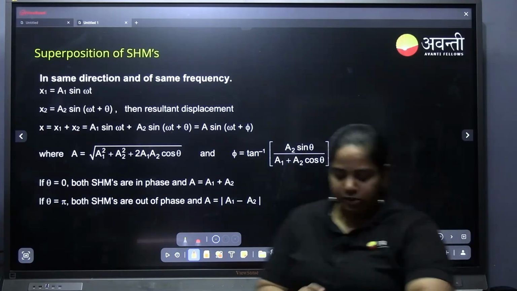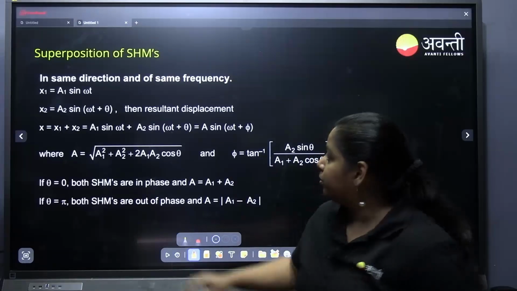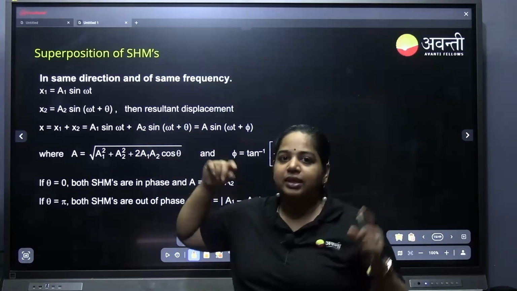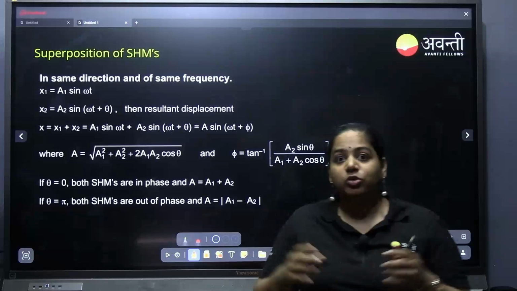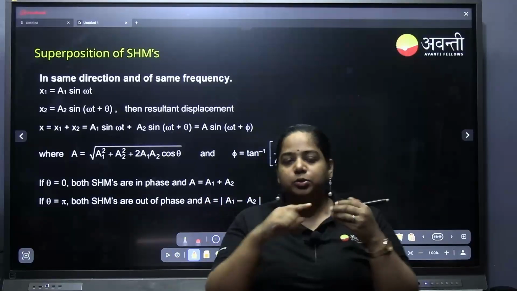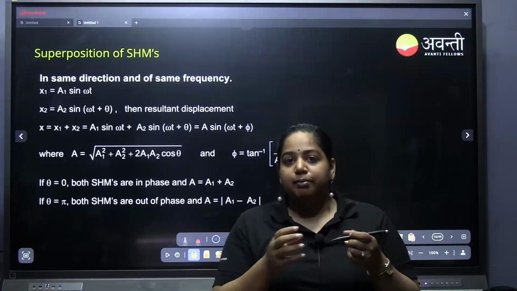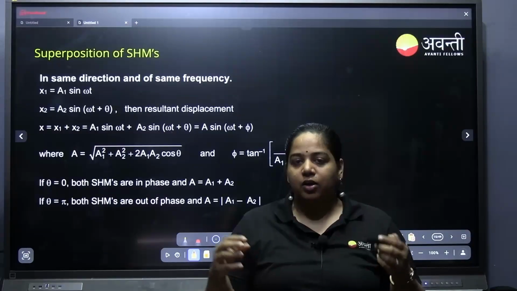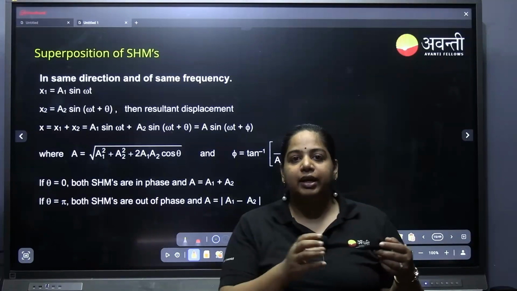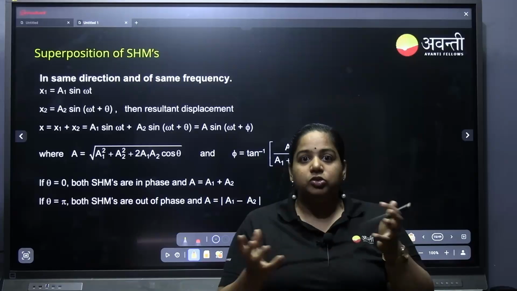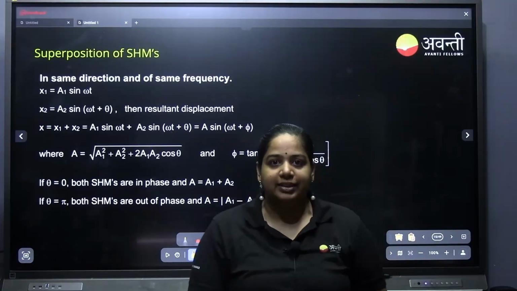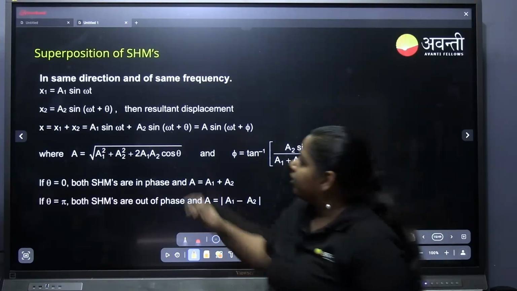Next is superposition of SHM. Superposition of SHM happens when, like we saw the spring, two springs are connected. Initially imagine only one spring is connected, then we suddenly attach a second spring also. So at that time what happens? That is superposition of SHM.